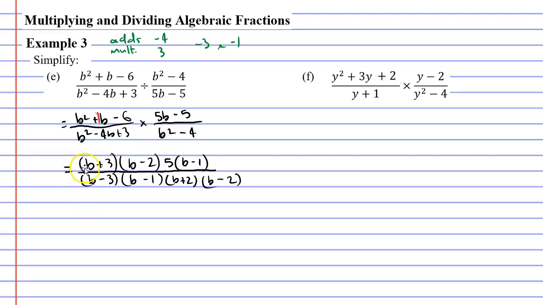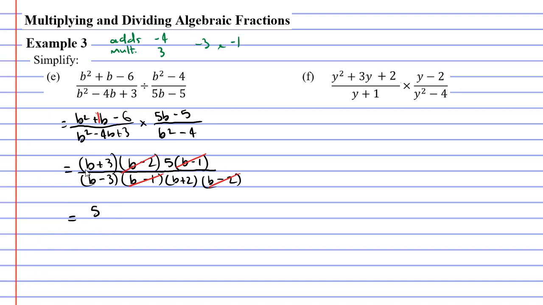Now that we've factorized everything and combined it into one fraction, it's really nice and easy to cancel. I've got a b minus 2 above and below. I've got a b minus 1 above and below. And it looks like I can't cancel anything else. So let's write this expression down.